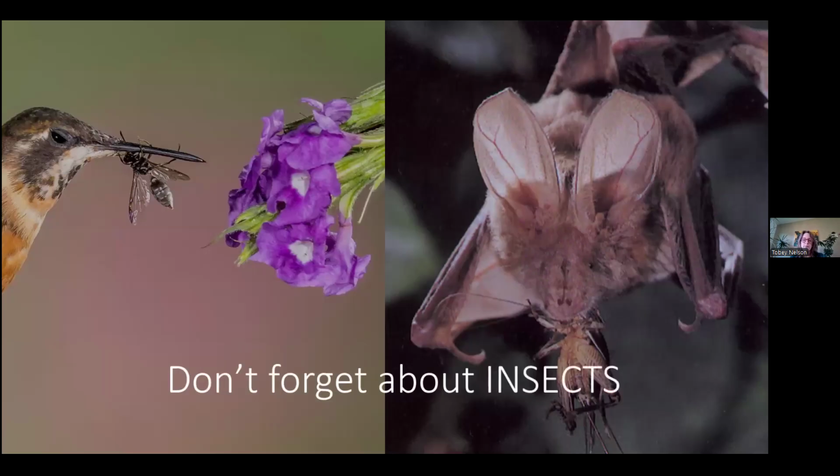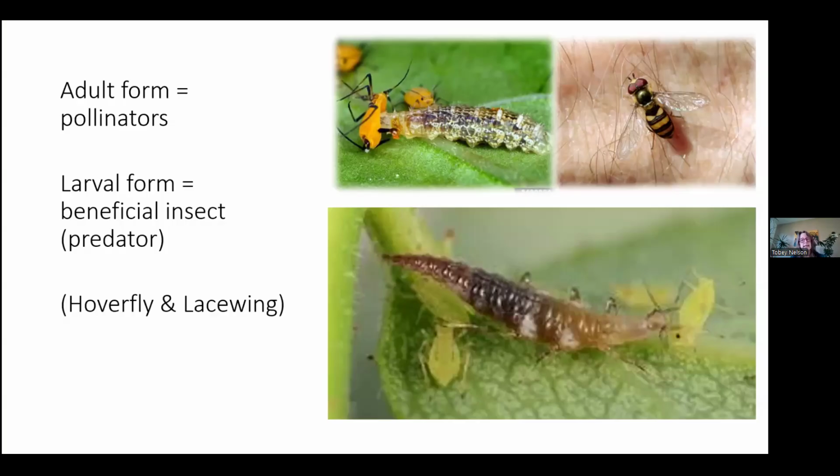So, hummingbirds eat lots of insects. Bats eat insects, many different kinds. So, the more that we can cultivate a healthy insect population in our garden, the more that we are feeding a broader pyramid of wildlife. So, that's important. And it can be little things.